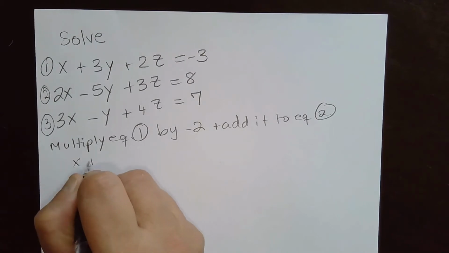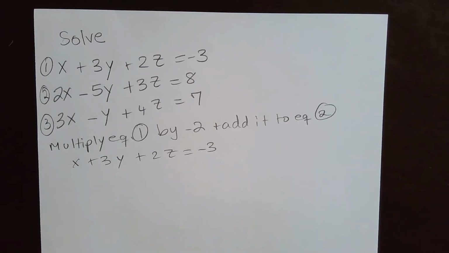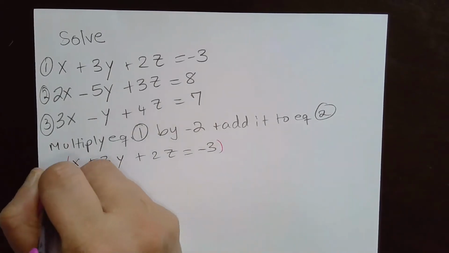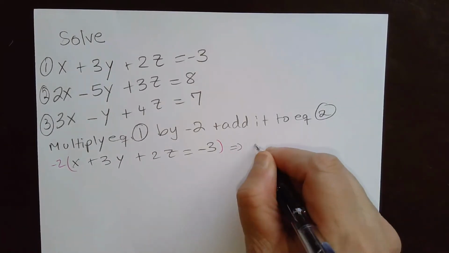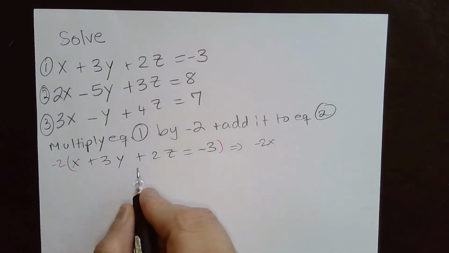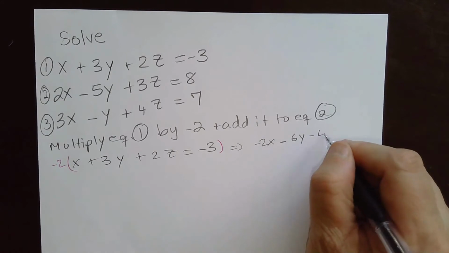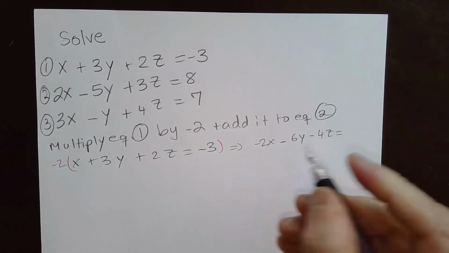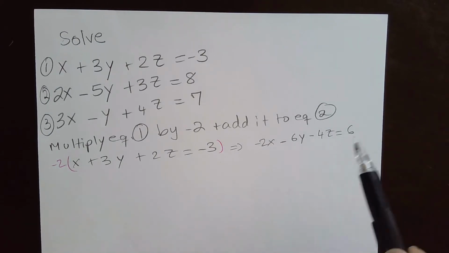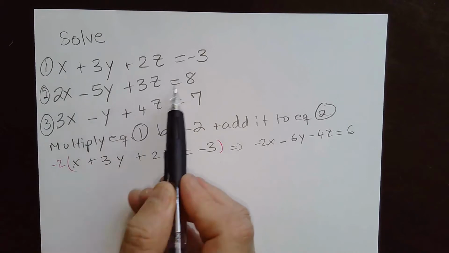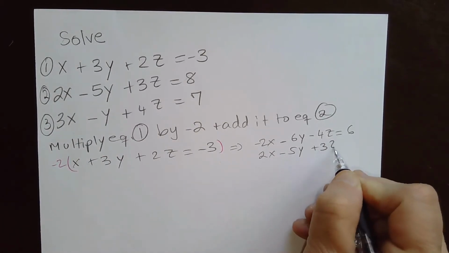So let me rewrite it here just so that everybody follows. This is equation 1, and I'm going to multiply it by -2. That would give me -2 times x, that's -2x, -2 times 3y, it's -6y, -2 times 2z is -4z, equal to -2 times -3, that's +6. Now that we multiplied equation 1 by -2, we're going to add it to equation 2. Equation 2 is 2x minus 5y plus 3z equal to 8.